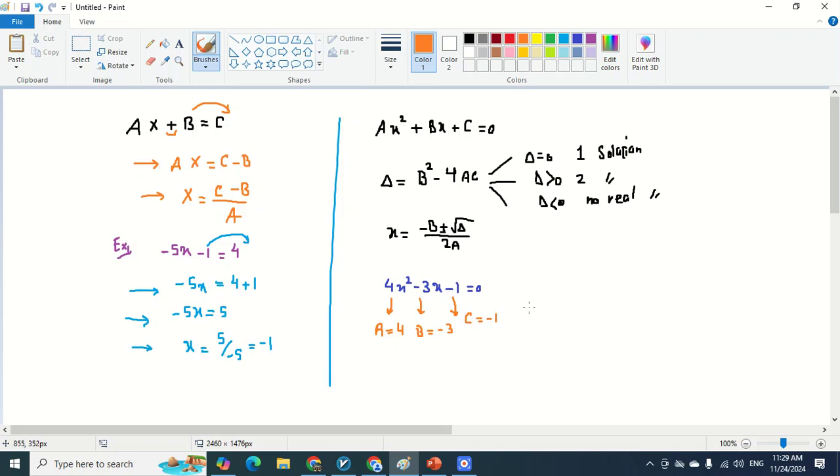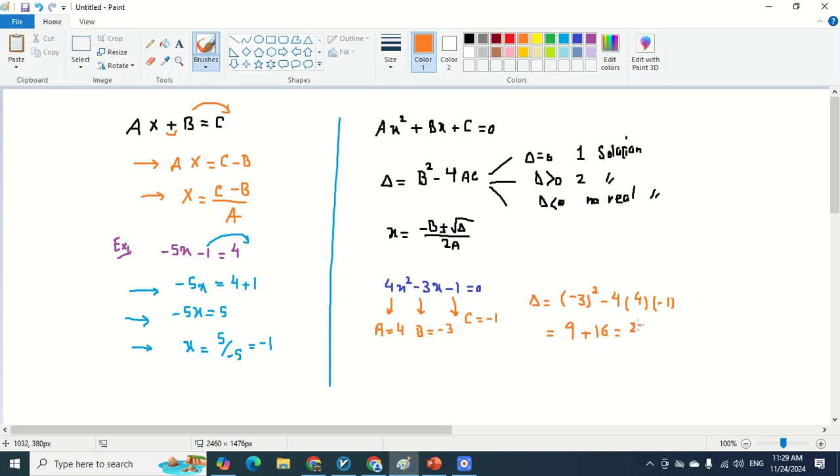By knowing that, we can find the delta. Delta over here is equal to b squared, and b is minus 3, so we have minus 3 squared minus 4 times a, which is 4, and c, which is minus 1 as well. To calculate this expression, minus 3 squared means minus 3 times minus 3, which is equal to 9, and minus times minus makes the sign a plus. 4 times 4 is 16, and 9 plus 16 is 25.